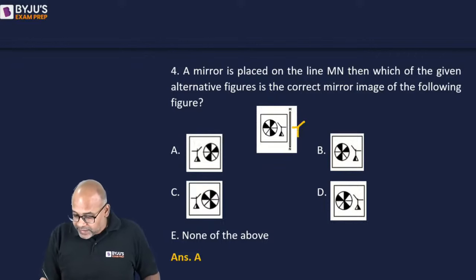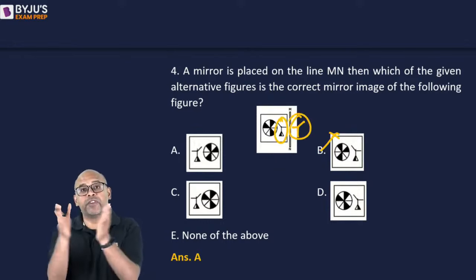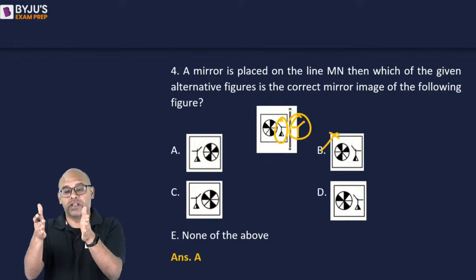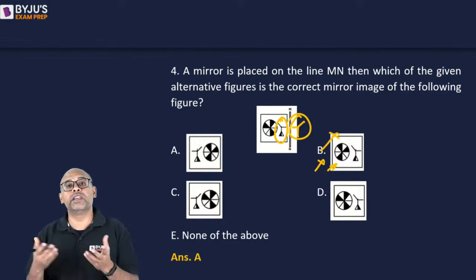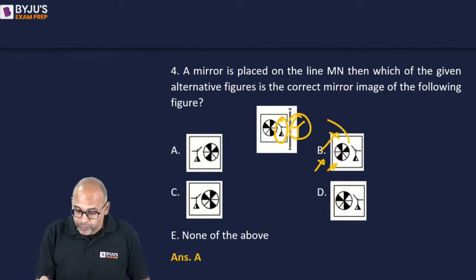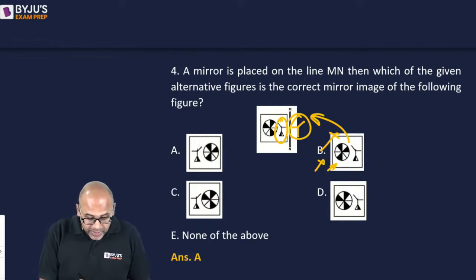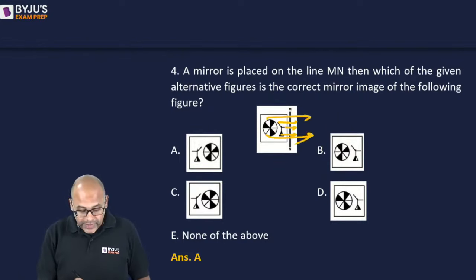So first, by that itself, this is ruled out because this and this are supposed to be first. So what happens in a mirror image? The nearest one will be the nearest one. So B is wrong because you are getting the wheel to be the nearest one, which is not correct. Because remember, if you place it here, that is not an image, because your mirror image will show this part first, then this part later. Right? So that's the reason why you will rule out this.